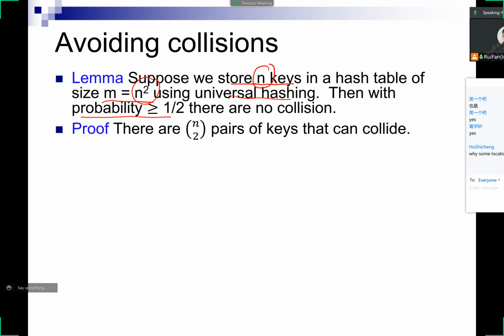The proof of this is that, first of all, if you have n keys, then if you look at all pairs of keys which can collide, there are only n choose 2 pairs of keys which can collide.